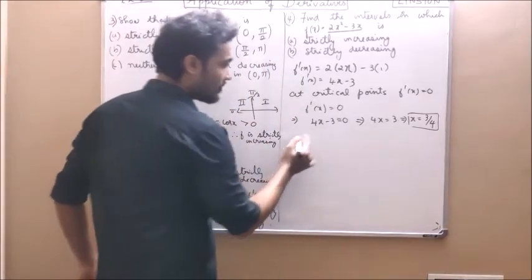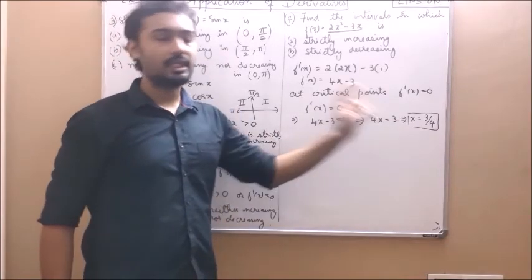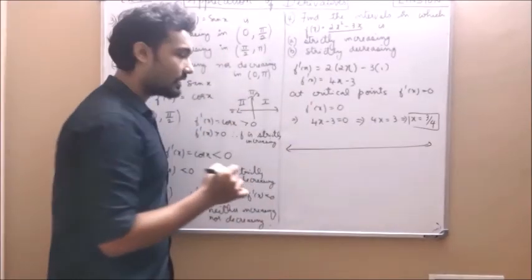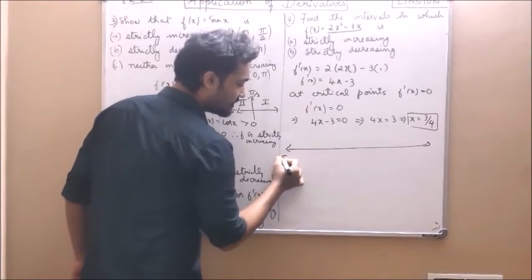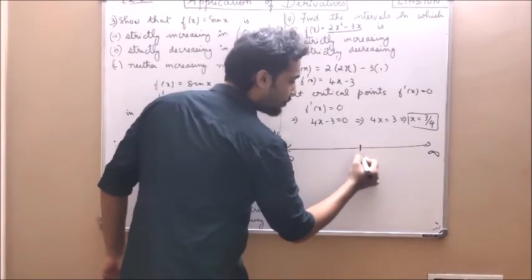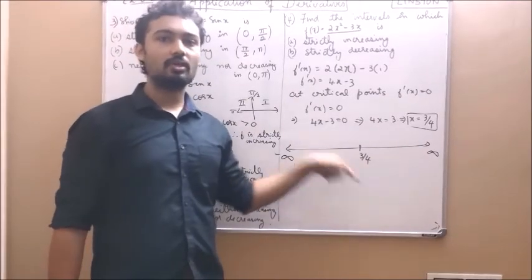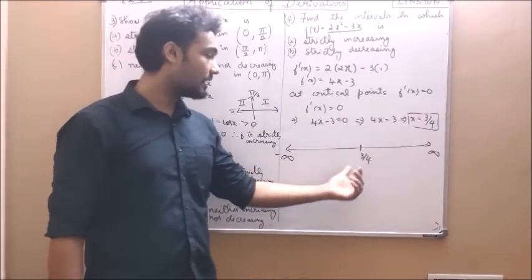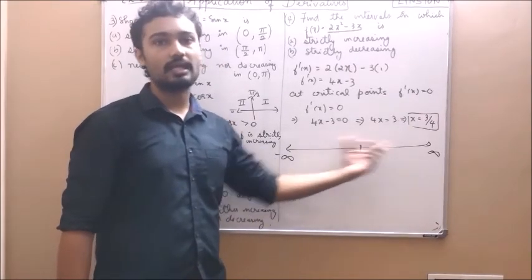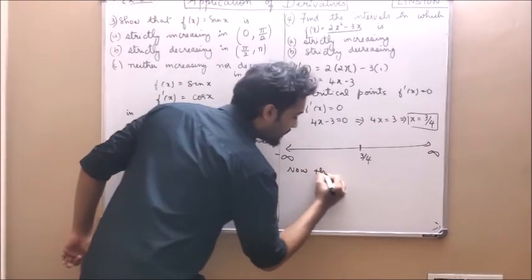Now this critical point partitions the real line R into two intervals. So this is the real line R. You know what the real line R is, right? Real numbers, so minus infinity to plus infinity. Between that there is a point 3 by 4 where the function may go up, down, increase or decrease. We have to check whether on this side it increases or on that side it increases, or on this side it decreases or on that side it decreases. So now there are two intervals.